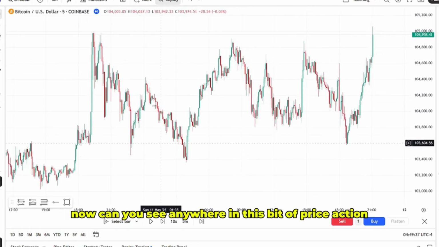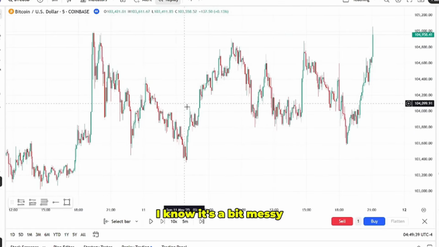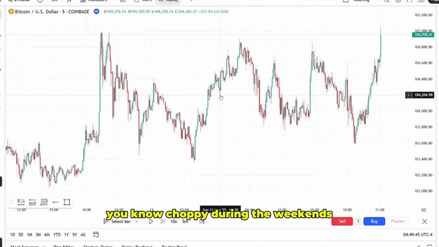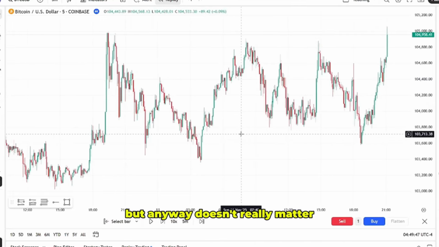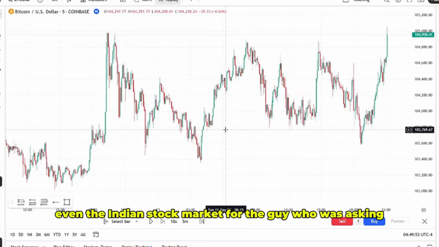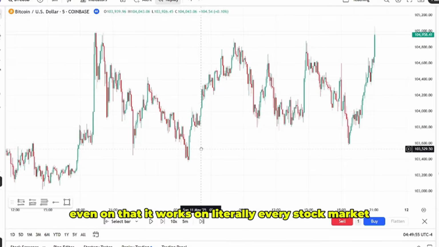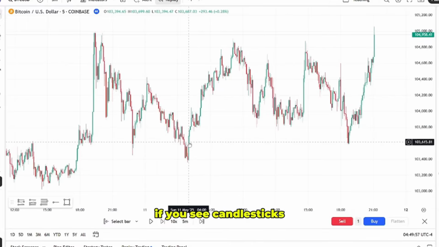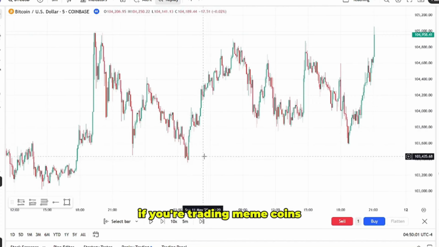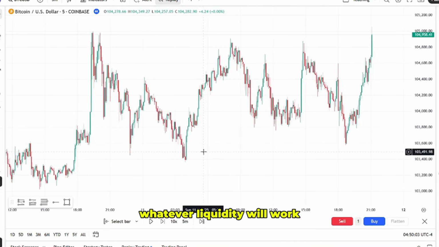Now, can you see anywhere in this bit of price action? I know it's a bit messy, but the reason why is it's actually the weekend for crypto. So crypto tends to be a bit choppy during the weekends. But anyway, doesn't really matter. This concept of liquidity works on every single financial market, right? Even the Indian stock market, for the guy who was asking. It works on literally every stock market. If you see candlesticks like this, liquidity will work. If you're trading meme coins, whatever, liquidity will work. It's how all markets move, right?